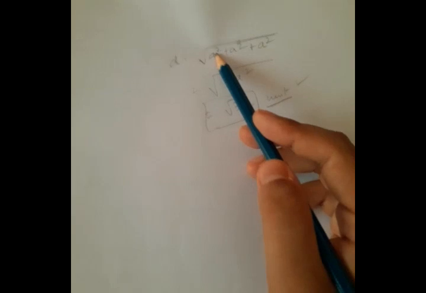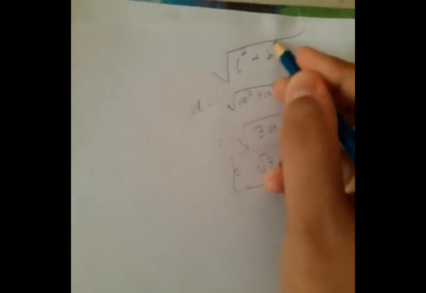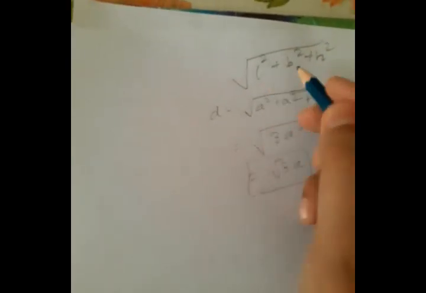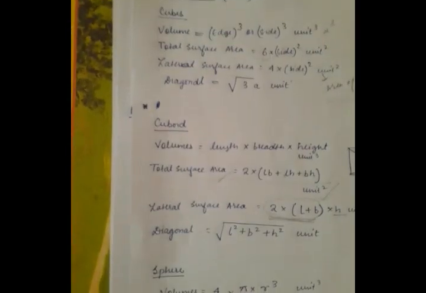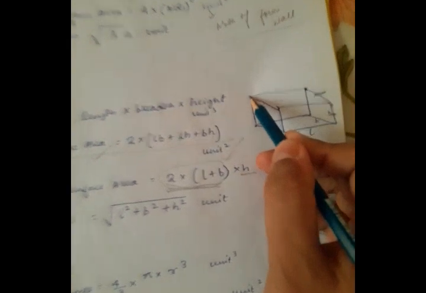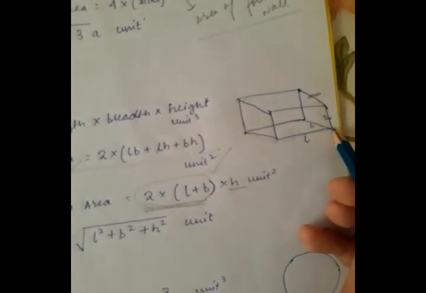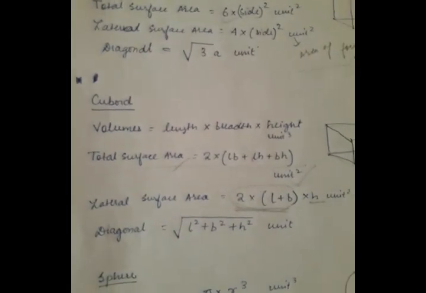The next one is the diagonal, which I have discussed earlier for the cube. The same thing works here. In place of a square, we will put length square plus breadth square plus height square, since these have different numerical values. That is why this will be the diagonal. What is this diagonal? From this end to this end. Clear? So that was the cuboid.